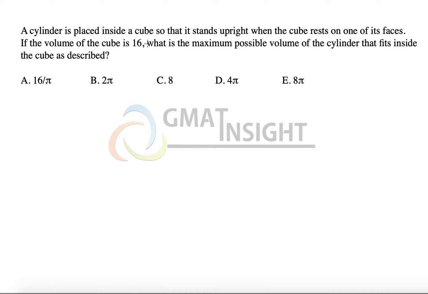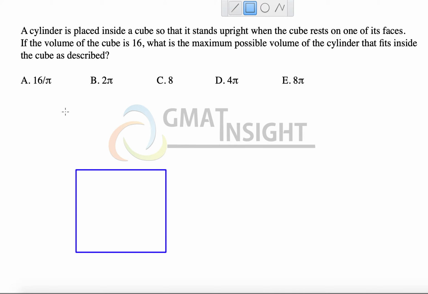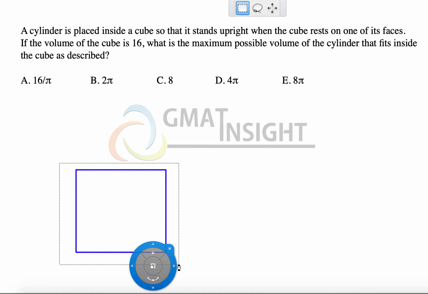A cylinder is placed inside a cube so that it stands upright when the cube rests on one of its faces. So the first thing in such questions is that we should be able to draw the figure, and so what I'm doing is I'm quickly drawing a cube, and then we will draw another cylinder inside that. So here is one of the faces of the cube.